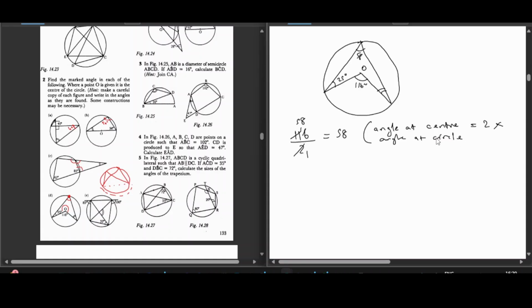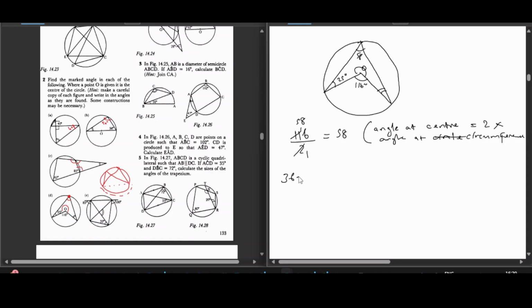And it at circumference, like this. The angle at the center is two times the angle at the circumference. Kureva kuti kana tichida angle iri pa circumference tinongo divide na 2. You understand?